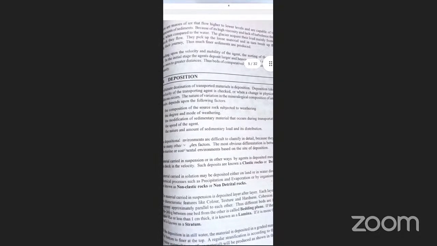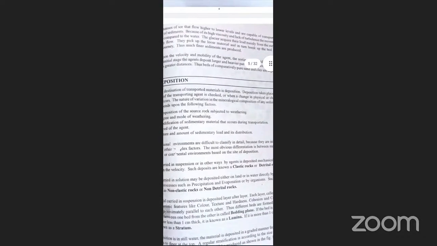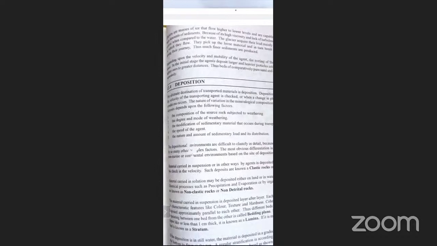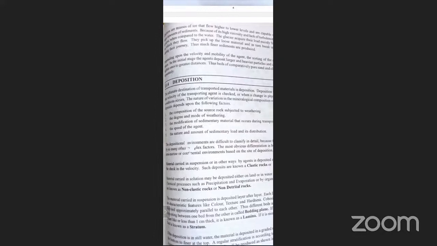The nature of variation in mineralogical compositions of any sedimentary formations or sedimentary rocks depends on some factors: the composition of the source rock subjected to weathering, the degree and mode of weathering, modification of sedimentary material that occurs during transportation, the speed of the agent, the nature and amount of the sedimentary load, and its distribution.